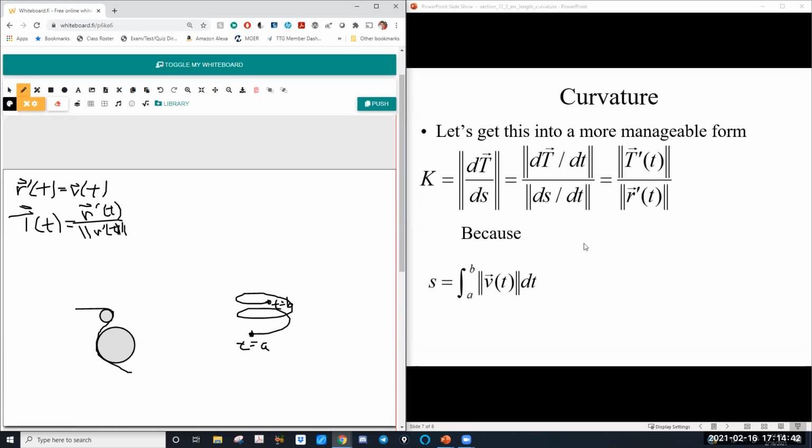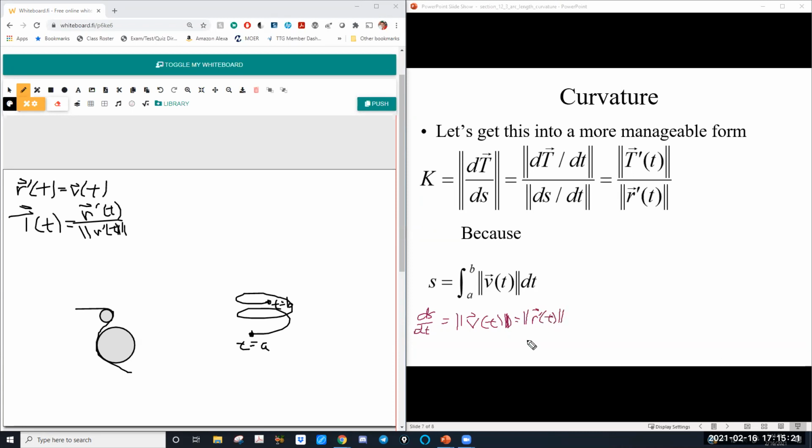Now, why can we do that? Well, S is our arc length, and it's the integral from a to b of the magnitude of r prime of t. So taking the derivative of both sides with respect to t, if you can remember from our fundamental theorem, that means ds/dt is equal to the magnitude of v of t. Well, the magnitude of v of t, that's the magnitude of r prime of t.